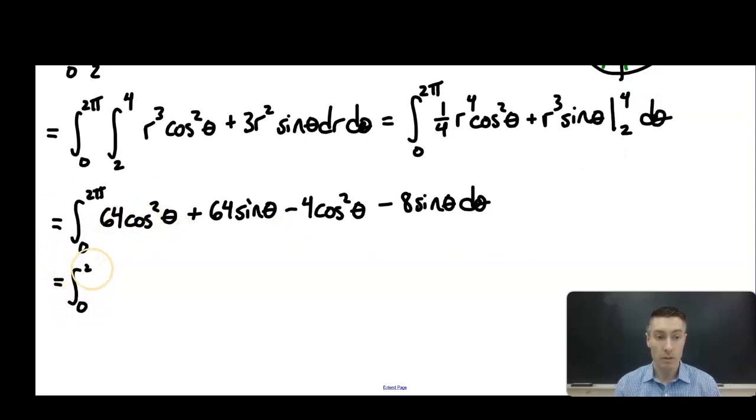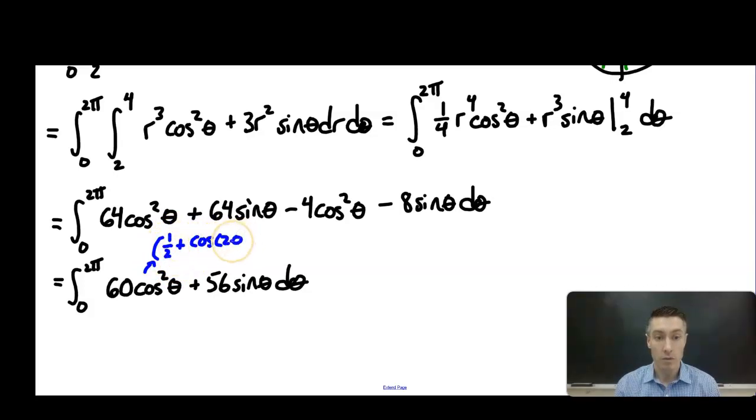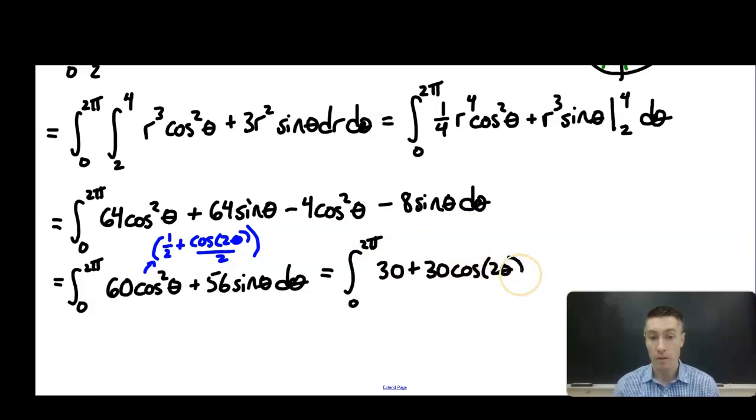So that's going to be the integral from 0 to 2 pi of 60 cosine squared theta plus 56 sine theta d theta. Now we do have a cosine squared term here. So in order to integrate that, we have to substitute in the cosine double angle formula. If we manipulated that out, that would give us 1/2 plus cosine of 2 theta over 2. So we're going to make that substitution, and we'll do that by distributing the 60 out too. So the integral from 0 to 2 pi of 30 plus 30 cosine of 2 theta plus 56 sine theta d theta.